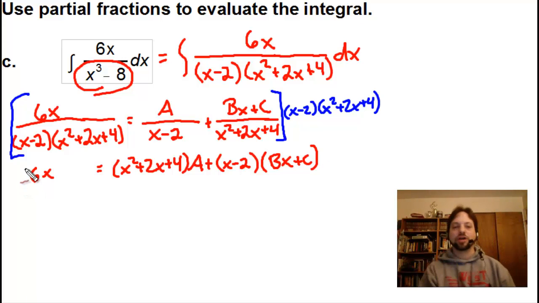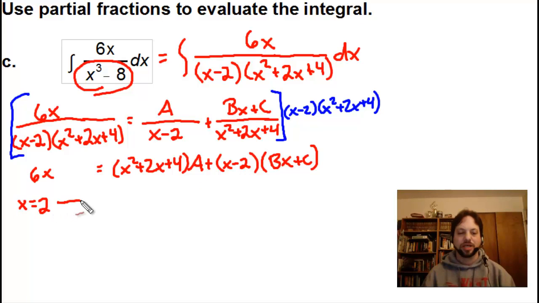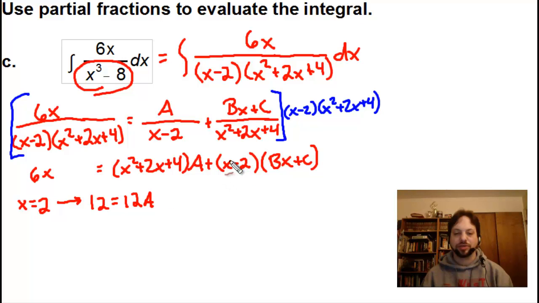Now, just like in the last problem, I want to try to choose some values for x that will cause certain factors to zero out. The most obvious one, I think, is right here. If I let x equal 2, we'll see what happens. On the left side, I simply have 12. On the right side, if I plug 2 in here, I'll have 12a. And if I plug 2 in here, this zeroes out, zeroing out this entire thing. And I see that a is, in fact, going to be equal to 1.